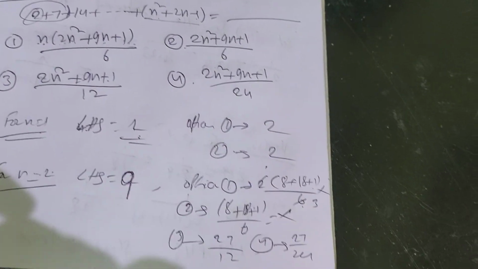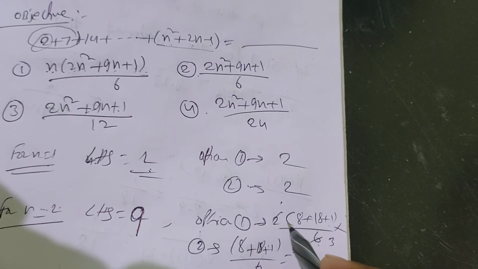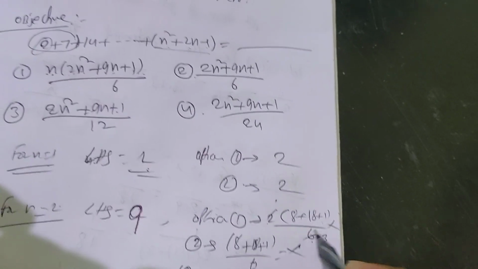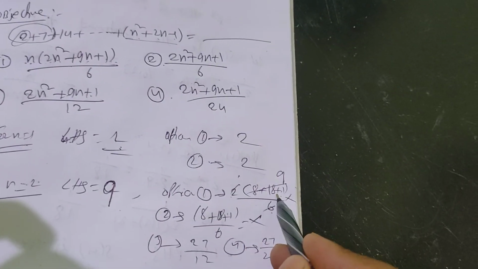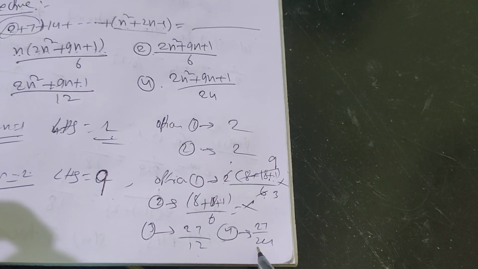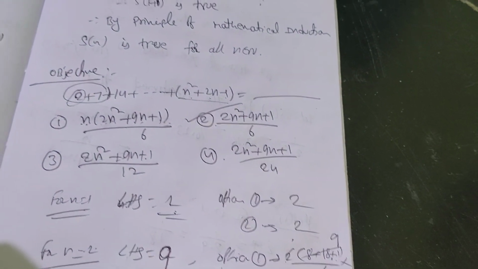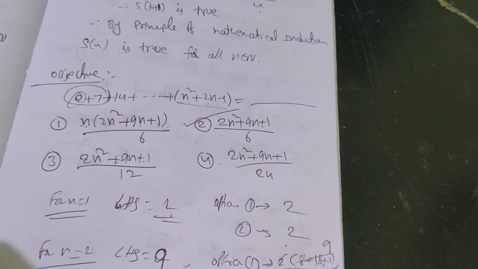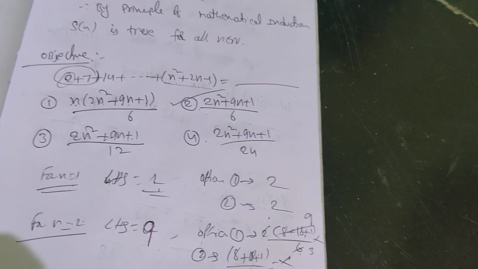So which option gives 9 here? The first option, 6 goes into 27 three times... this gives 9. So the first option gives 9. This is also not giving 9, this is also not giving 9, this is also not giving 9. So here option 2 is the correct answer for this question. So very easily we can do objective questions. Based on these problems we will discuss in the next video.